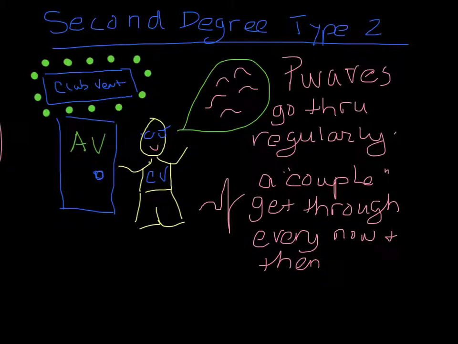Now things start to get a little bit crazier when we get into the second degree type 2. So when we're talking about our second degree type 2, we have our bouncer, and he's there at Club Ventricular, and he really likes P waves. So P waves are going to get through that door pretty regularly. He will let a couple come through the door every once in a while. If you think of your couple as your entire P wave and QRS complex, then that's what you're going to think of getting through every now and then. But remember, the bouncer at the door likes P waves, so he's going to let those go through pretty regularly.